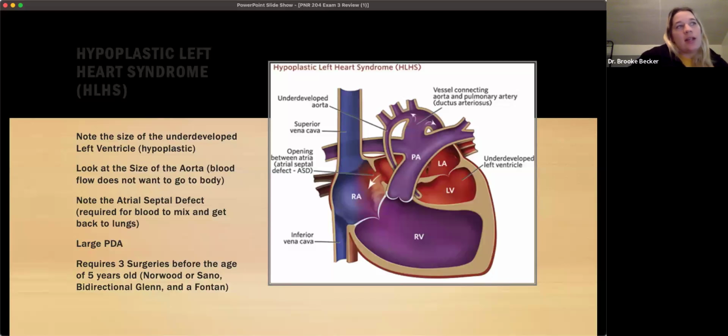The ASD is necessary for mixing the blood. So if for some reason a kiddo that's born with hypoplastic left heart does not have an ASD, part of the correction is they will essentially create an ASD for these kids to have some circulation or mixing of partially oxygenated blood going to the body. Okay.